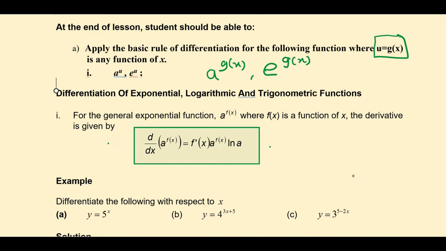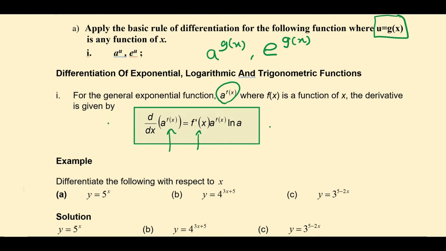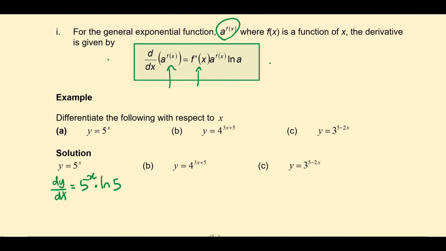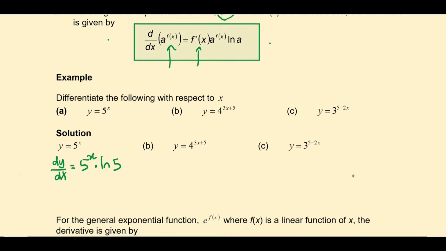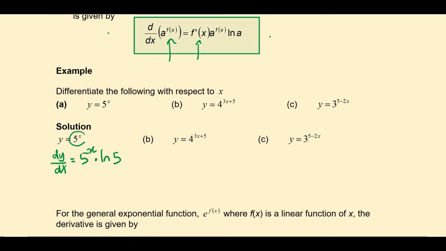For the general exponential function a to the power of f(x), where f(x) is a function of x, the derivative is given as d/dx of a to the power of f(x) equals, you need to differentiate f(x), that is f'(x). You need to multiply by a to the power of f(x) and multiply with ln a. So example, differentiate the following with respect to x. If y equals 5^x, y' equals 5^x multiplied with ln 5.